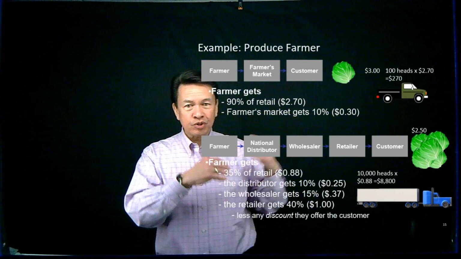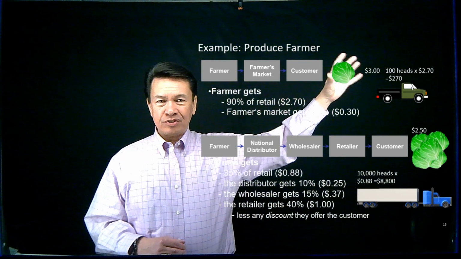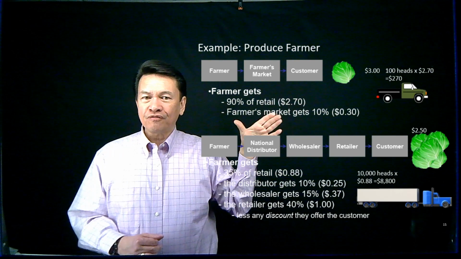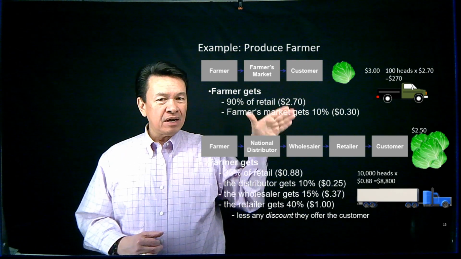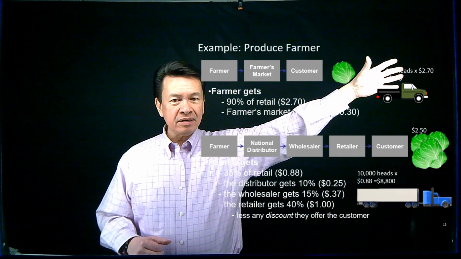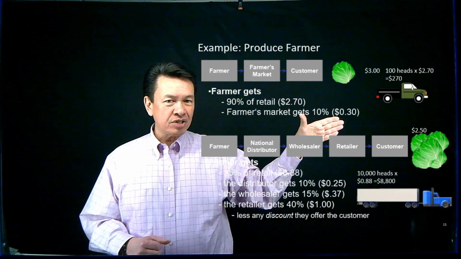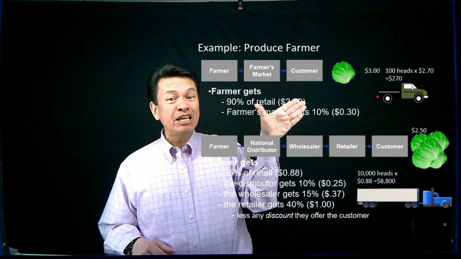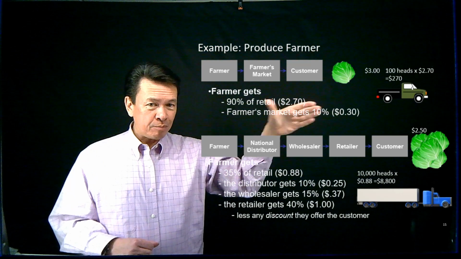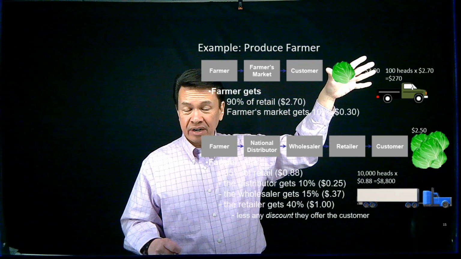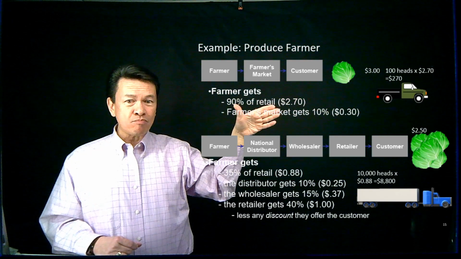Another example. This one's an interesting one because let's say I'm selling lettuce. I'm a farmer that grows lots of lettuce, right? If I go to the farmer's market, I sell these at $3 a head. The farmer's market gets 10%, so I give them 30 cents every time I sell a head of lettuce, and so I get 90% of that. So I make a profit of, let's say, $2.70 every time I sell this head of lettuce, right? Fantastic. I mean, that's a great margin, right?